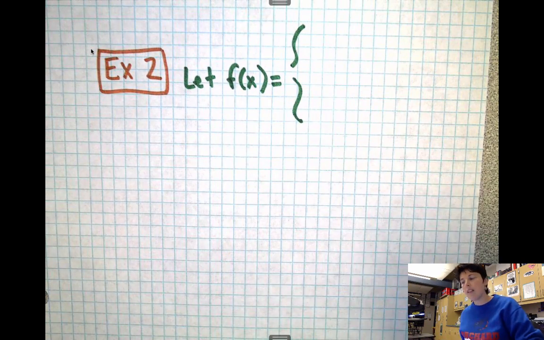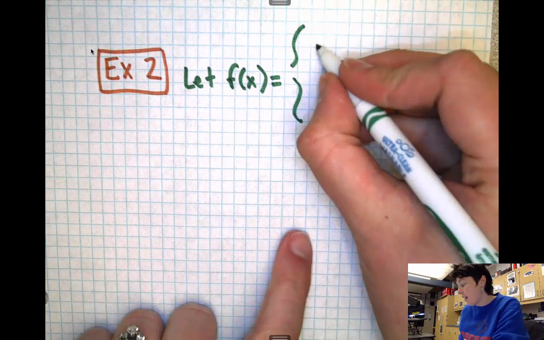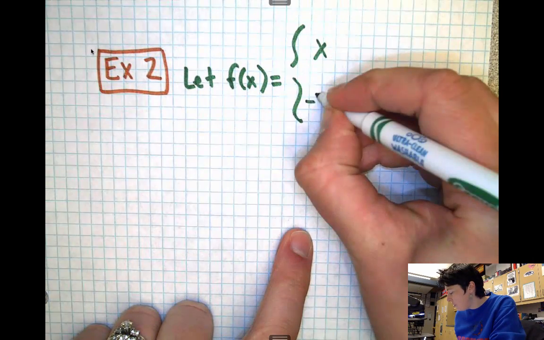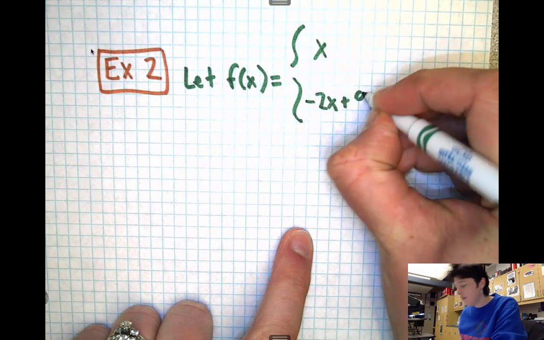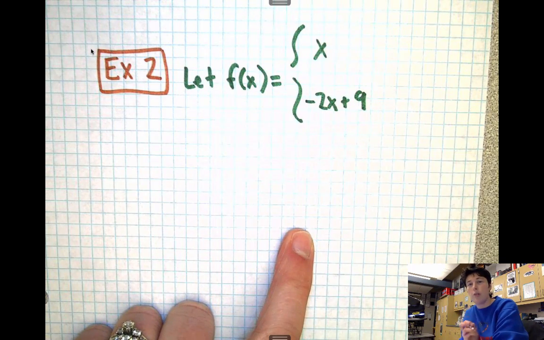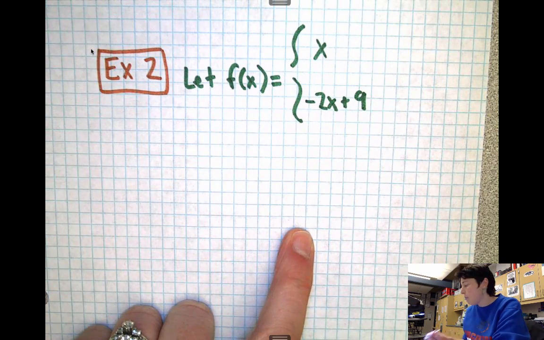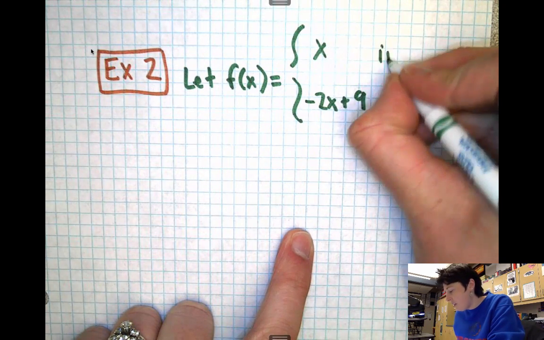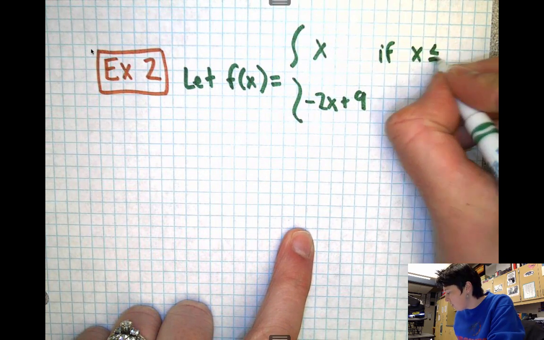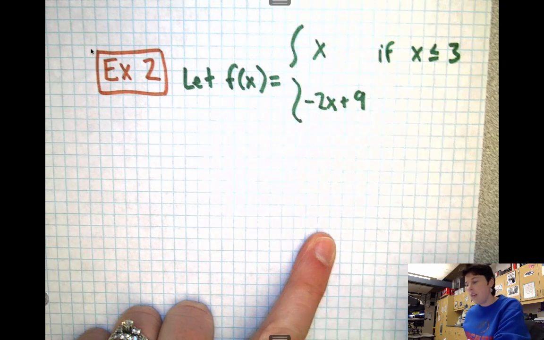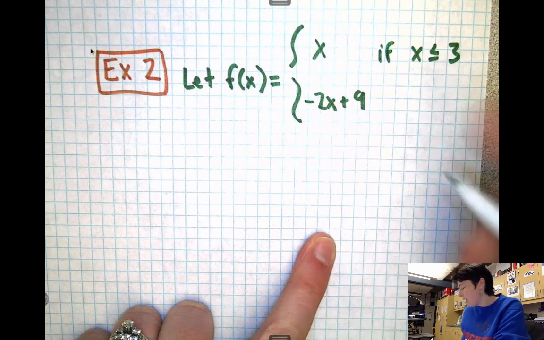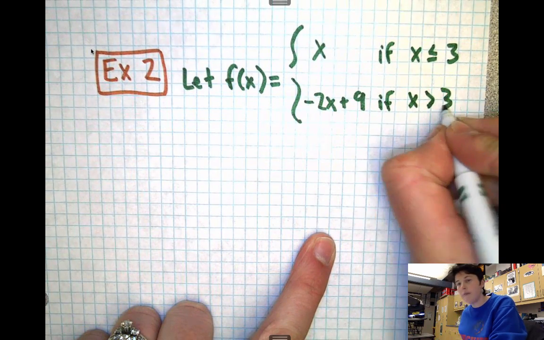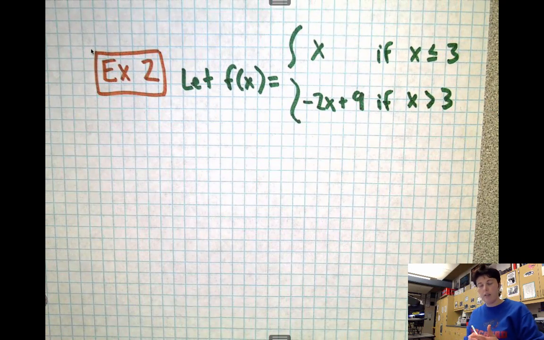And I'm going to say let f of x equal x. And I'm going to say let f of x equal negative 2x plus 9. So I've now created two equations for f of x. But I'm going to make up some rules. I'm going to say it equals x if x is less than or equal to 3. And it equals negative 2x plus 9 if x is greater than 3. And so now those are the rules.